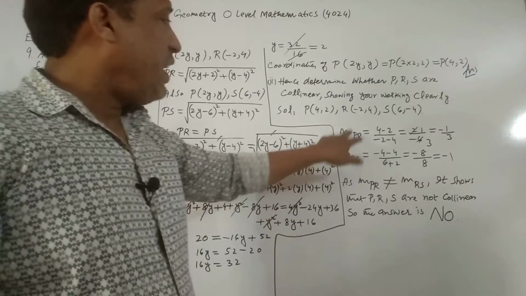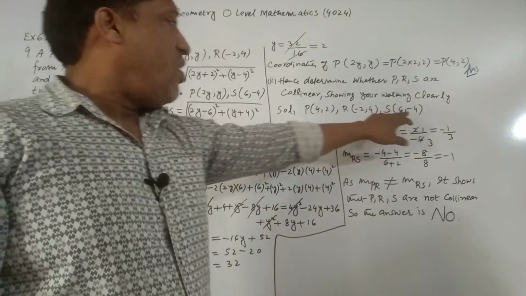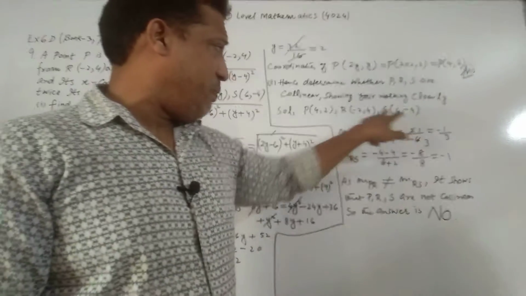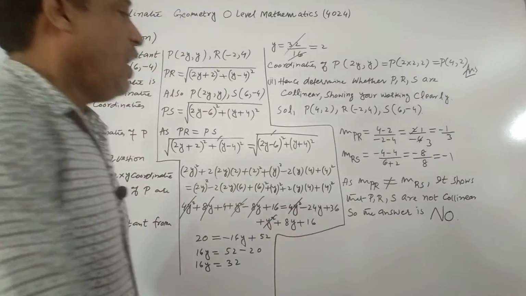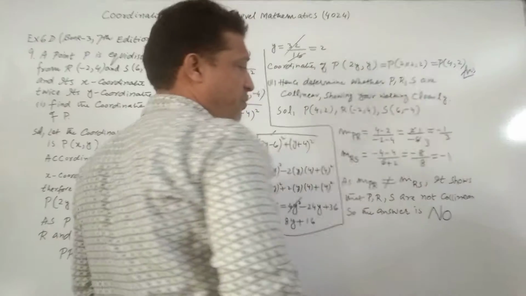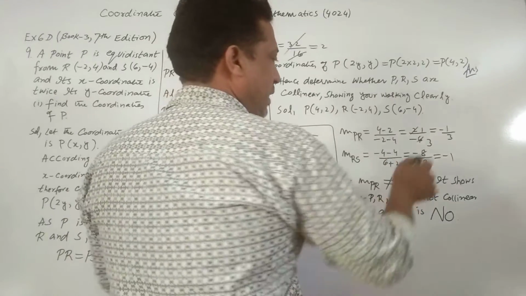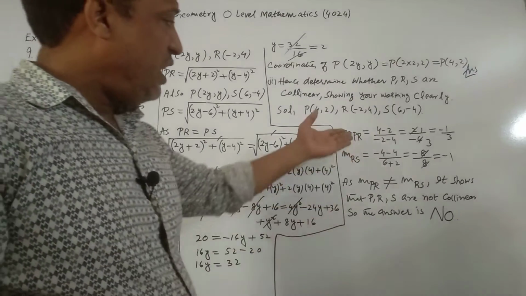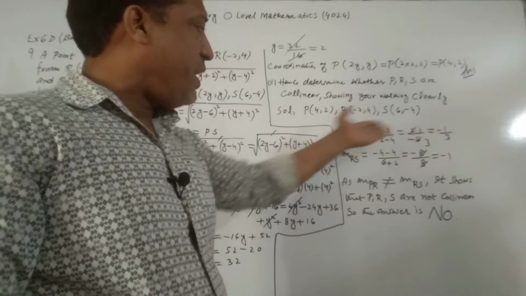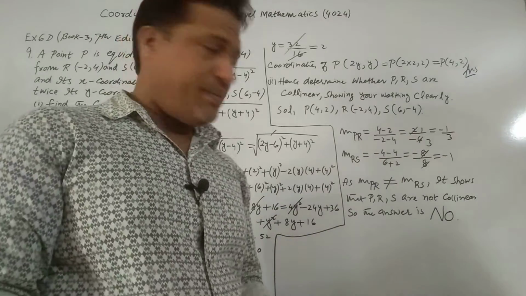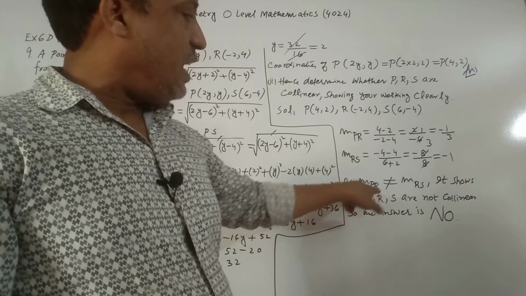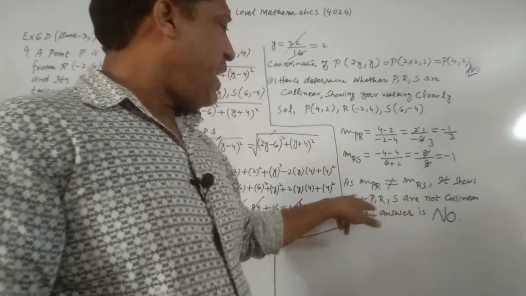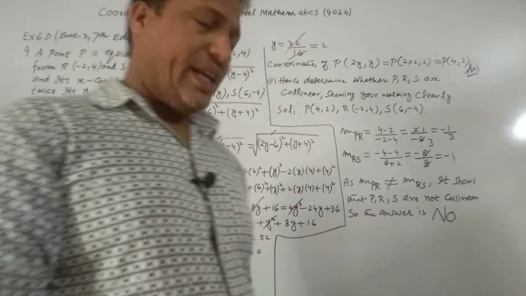Now find the gradient of RS. y2 minus y1: -4 minus 4, upon x2 minus x1: 6 minus (-2), which is plus 2. -4 minus 4 is -8, 6 plus 2 is 8. 8 cancels by 8. The answer is -1. As we can see, the gradient of PR and RS is not the same. As the gradient of PR does not equal the gradient of RS, it shows that PRS are not collinear.